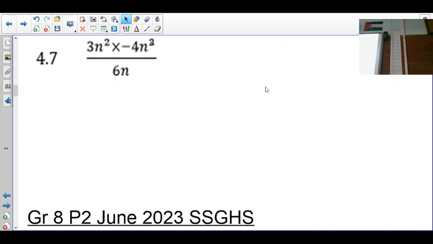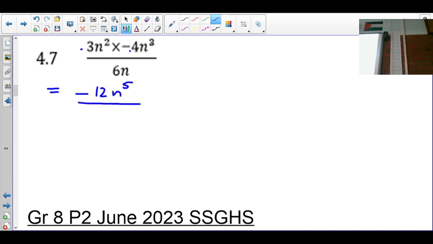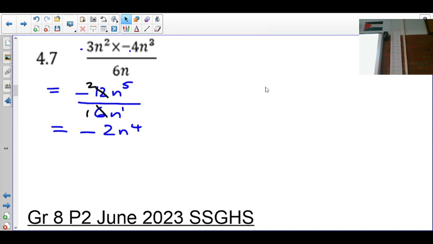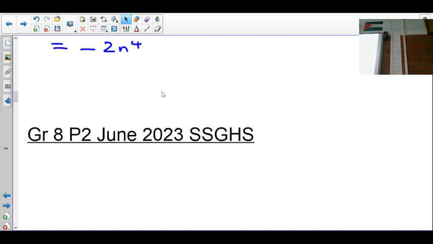Question 4.7, I'm going to multiply the numerator first. So positive times negative is negative. 3 times 4 of course is 12. N squared times n cubed is n to the exponent 5 over 6n. What's positive divided by negative? Negative. 6 going into 6 is 1, 6 going into 12 is twice. There's a 1 there of course. So it's going to be n. 5 minus 1 is 4. Okay, you can put it over 1 and simplify thereafter, but not needed there.